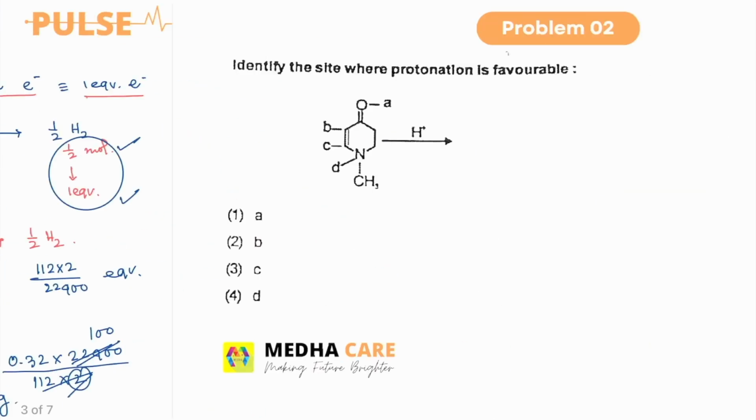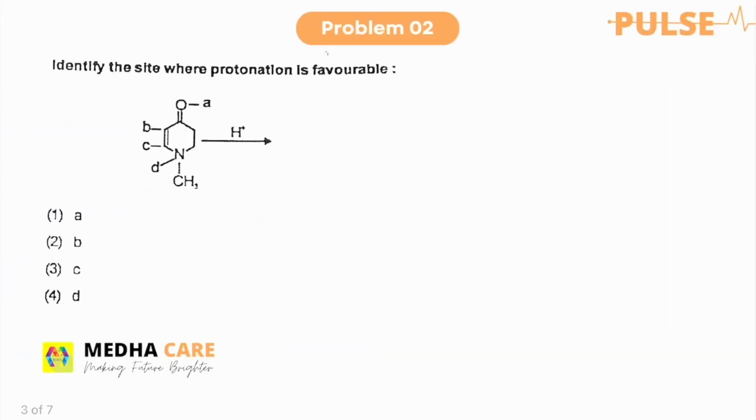Okay, let's see problem number 2. Identify the site where protonation is favorable. So this is, I think, an important question. Say in this question you have two sites where protonation can occur. One is oxygen, another is nitrogen.